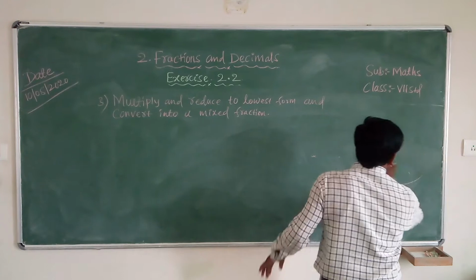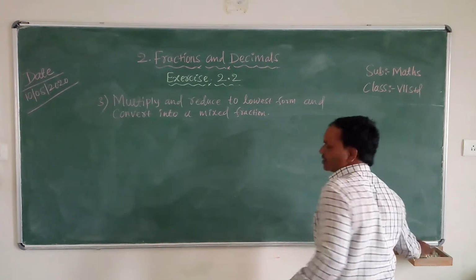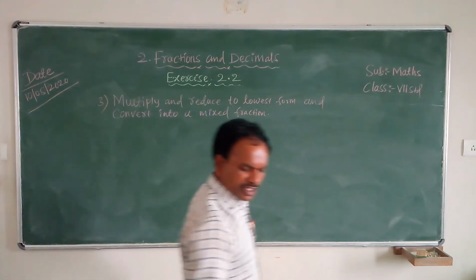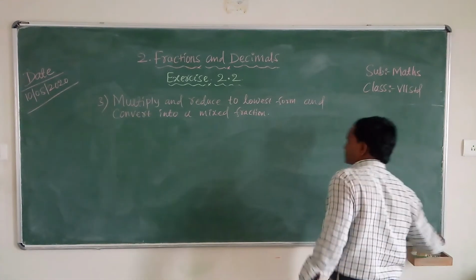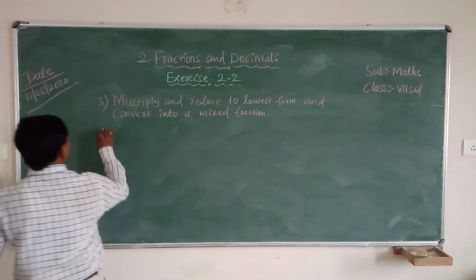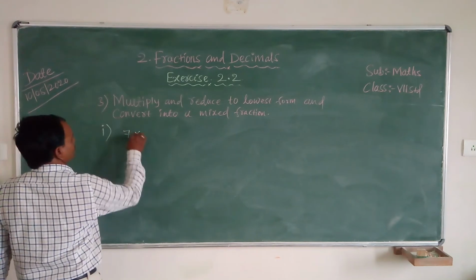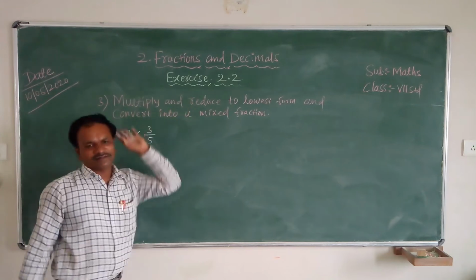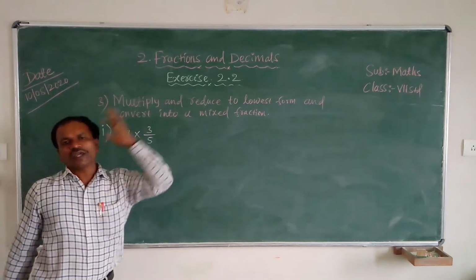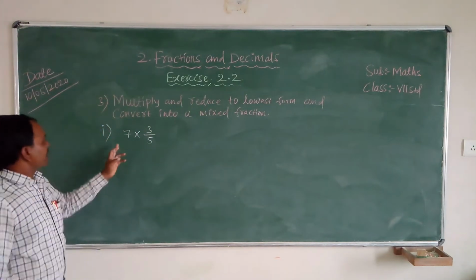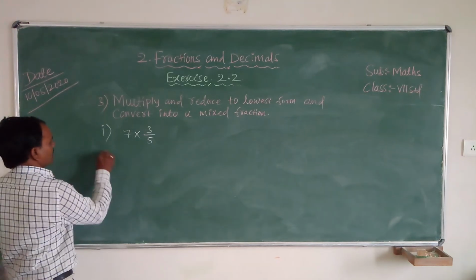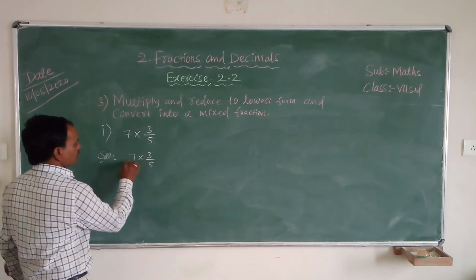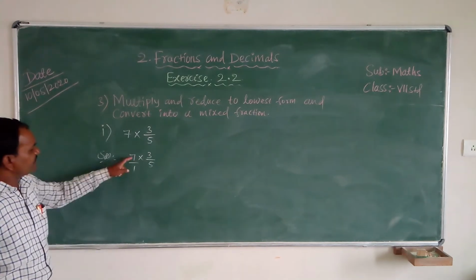Now first one, what is given? Question itself, what is given? See here, 7 into 3 by 5. First one, 7 into 3 by 5. So what is the question? Multiply and reduce to lowest form. So multiply, Sulochana. 7 into 3 by 5. So whatever is the denominator is 1. Nothing is there in this.